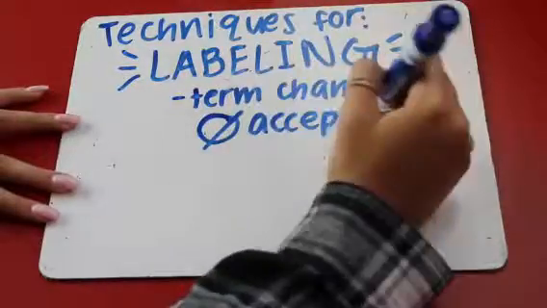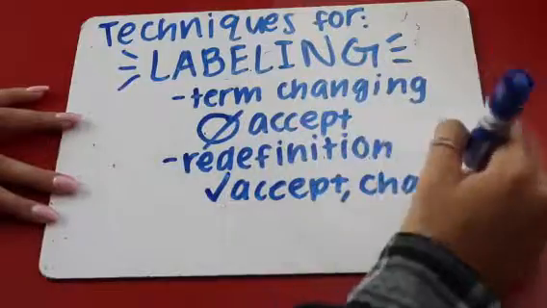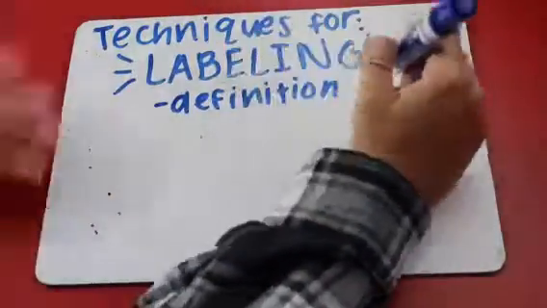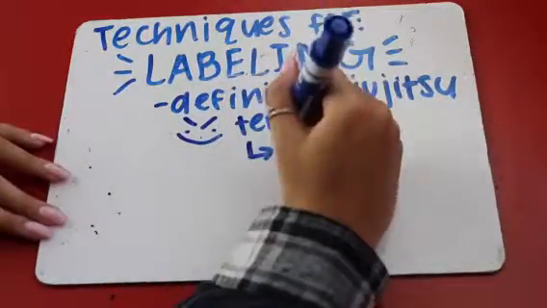Don't accept the terms your opponent uses. Instead, insert your own. Redefinition. Accept but change the connotation of your opponent's terms. Definition jujitsu. Use your opponent's terms to attack if they work in your favor.